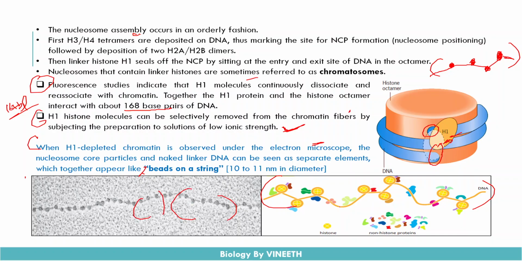And this beads on string also contains the histone proteins and also non-histone proteins, which we often refer to as the SMC group proteins or the topoisomerase 2 alpha proteins. These are the non-histone proteins.